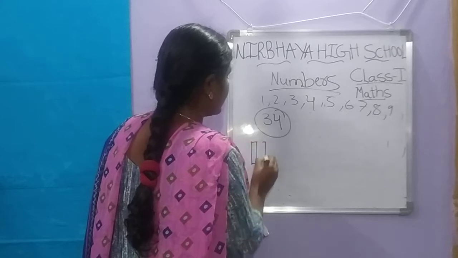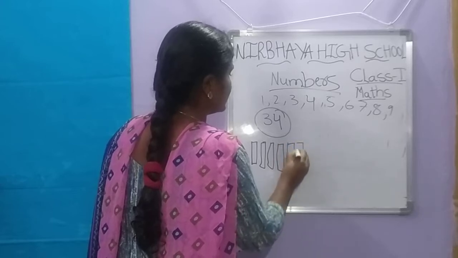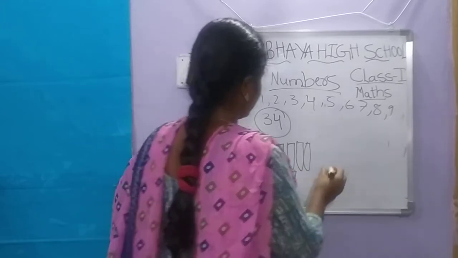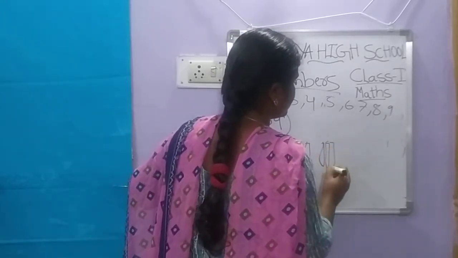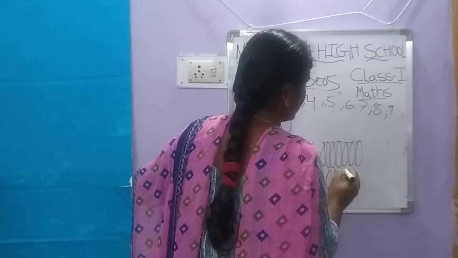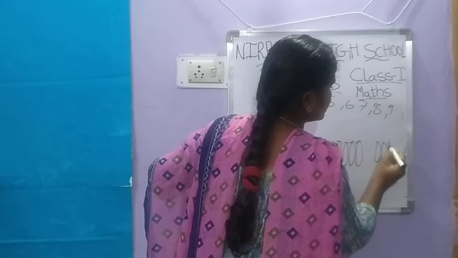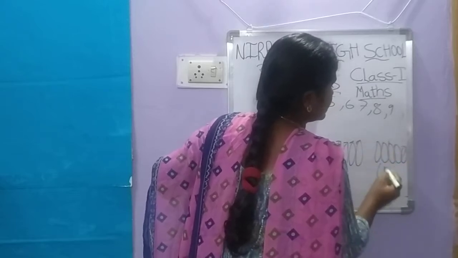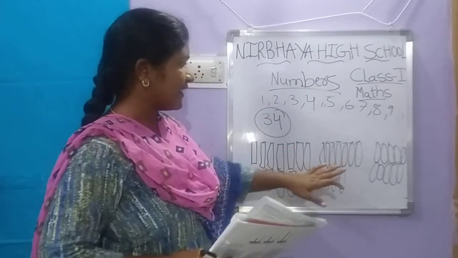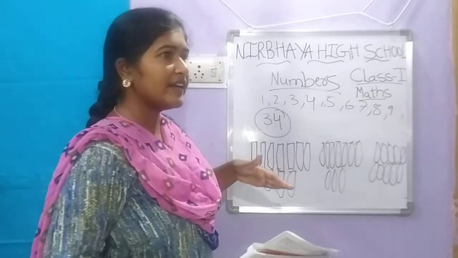Okay, we see. 1, 2, 3, 4, 5, 6, 7, 8, 9, 10. Like this they are separated. 1, 2, 3, 4, 5, 6, 7, 8, 9, 10. 1, 2, 3, 4, 5, 6, 7, 8, 9, 10. So how many are there? There are 30. I am separating these into tens.